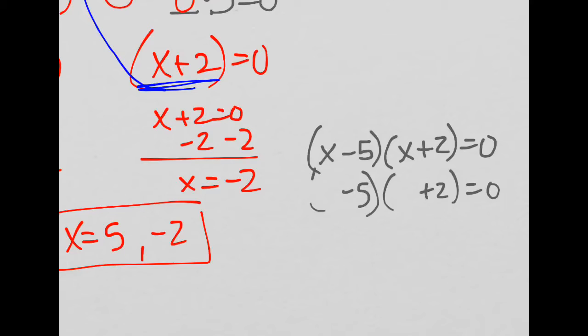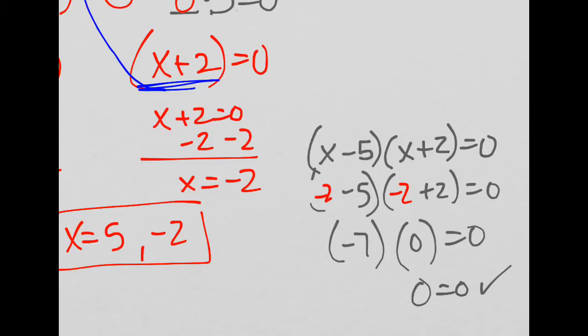So if I were to say negative 2, that gives me negative 2 minus 5 is negative 7. Negative 2 plus 2 is 0. Anything times 0 is 0. Okay, so both of these do work. You could also plug this into your x squared minus 3x minus 10, which is the original.